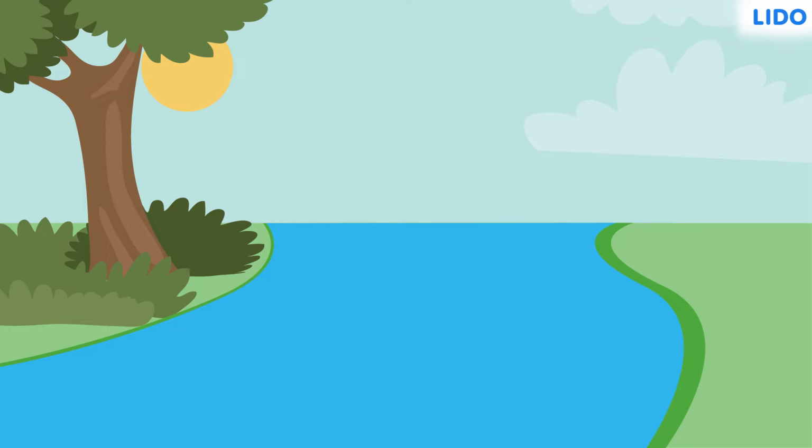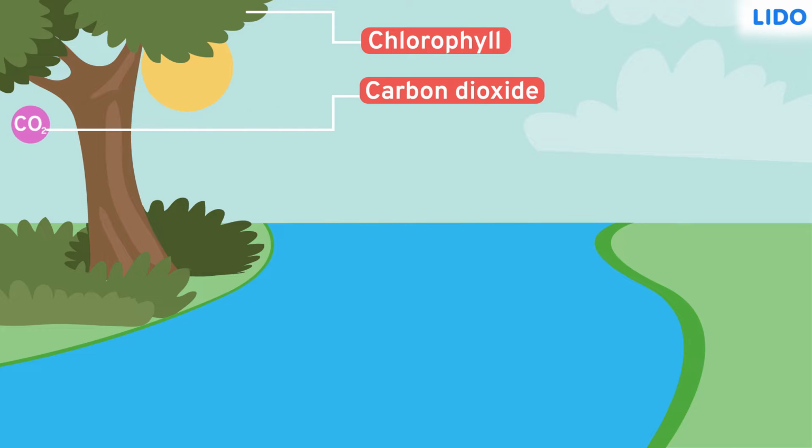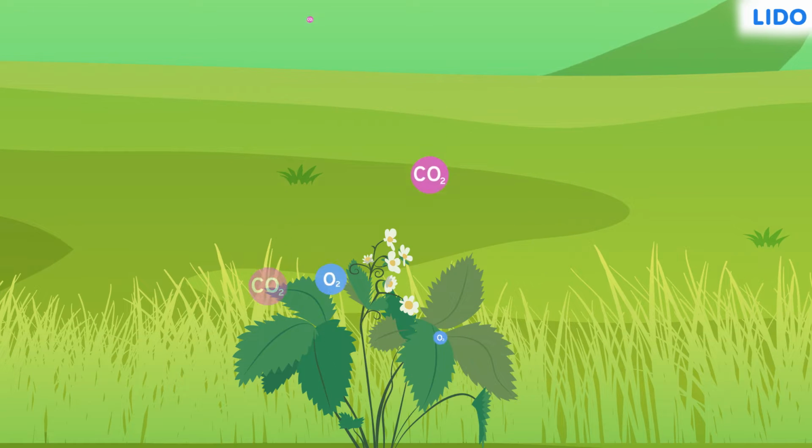The four components necessary for photosynthesis to take place are chlorophyll, carbon dioxide, water, and sunlight. Photosynthesis primarily occurs in the leaves of the plant. Let us now look at the structure of the leaf that helps in putting these components together to prepare food.